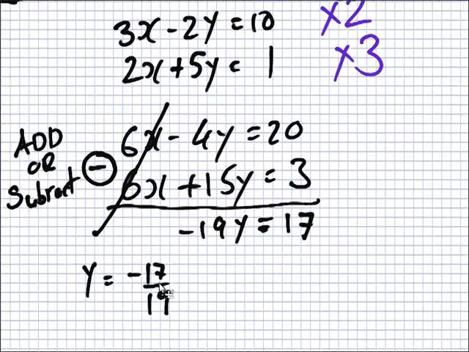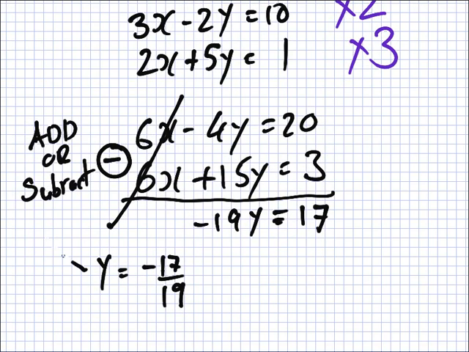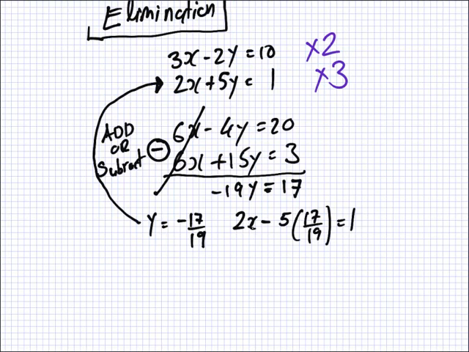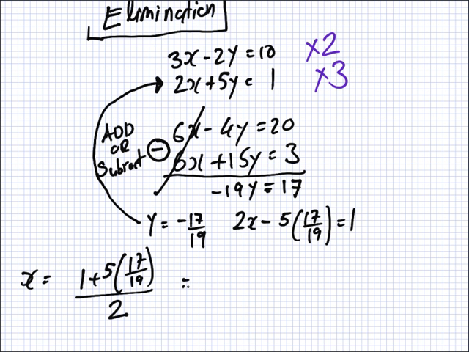But how do I get the x? Sub it in. I think this one is a little easier. Well, no, it's about the same. So 2x minus 5 times 17 over 19 equals 1. So x will equal 1 plus 5 times 17 over 19, over 2. Yeah? Which is over 19 over 2.